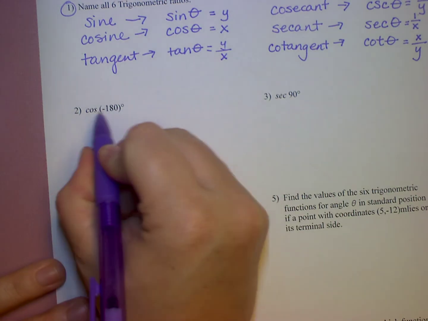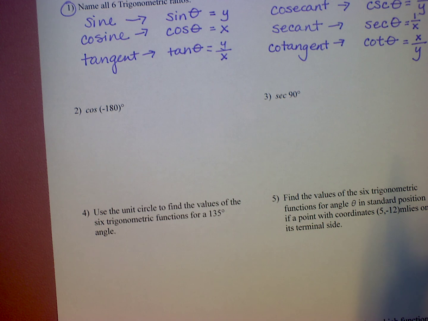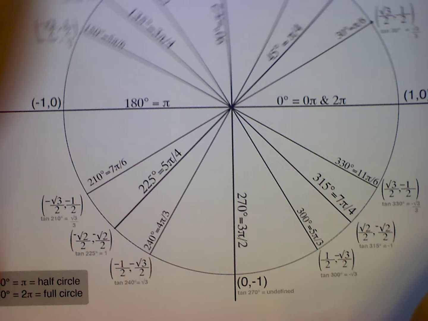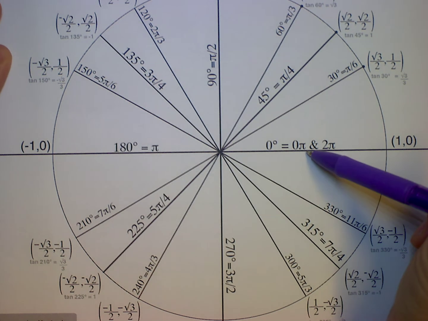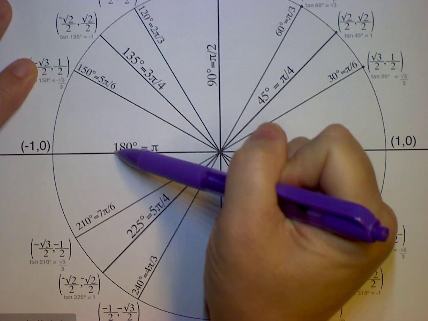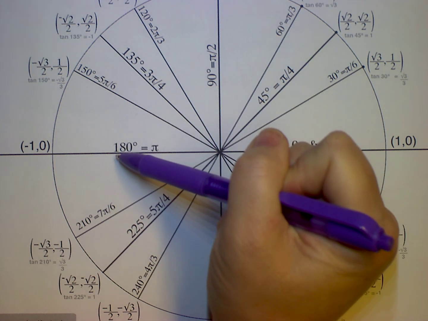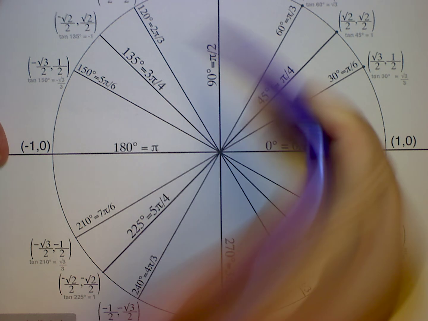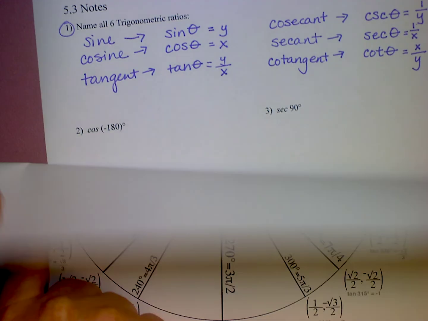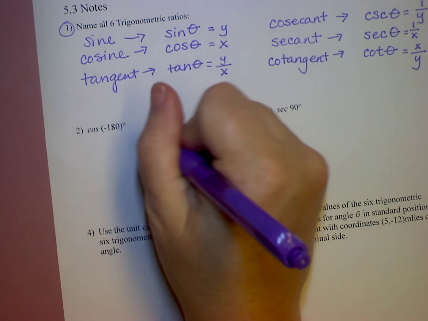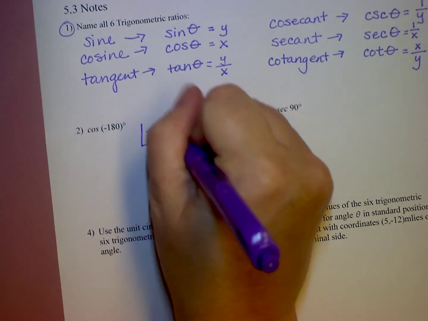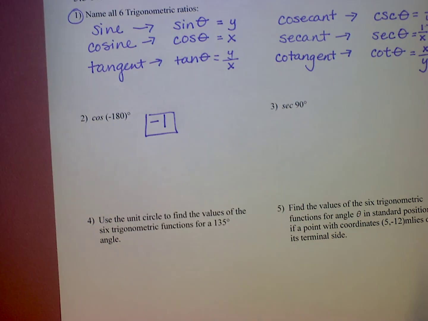Okay? So, let's find a couple things. Cosine of negative 180 degrees. If I look at my unit circle, where is negative 180 degrees? Isn't it in the same place as positive 180 degrees? Because it's just half a turn, right? So there's my coordinates. If I'm looking for the cosine, I'm looking for the x coordinate. Well, what's the x coordinate there? Negative 1. So the cosine of negative 180 is negative 1. Easy enough?